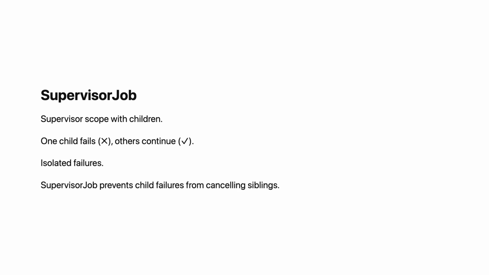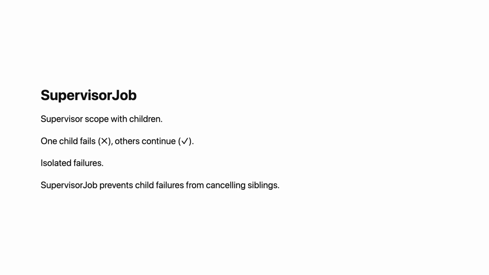By default, child failure cancels siblings. Sometimes you want isolation. SupervisorJob changes the behavior. Child failures do not propagate to siblings. val supervisor = SupervisorJob(). Use it in your scope.